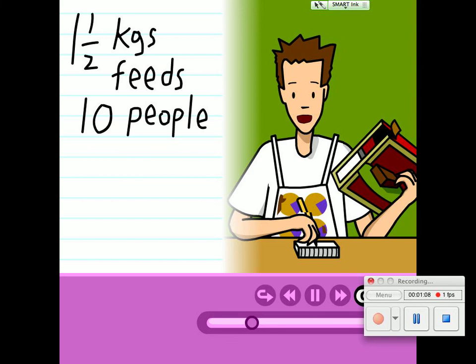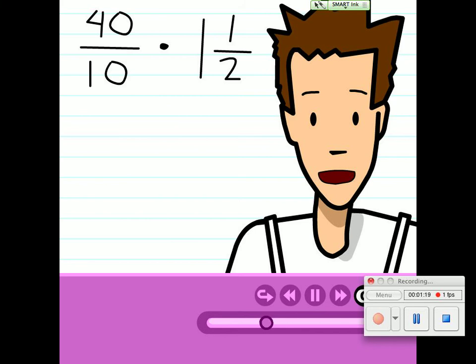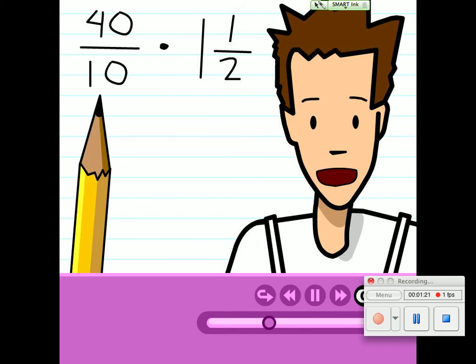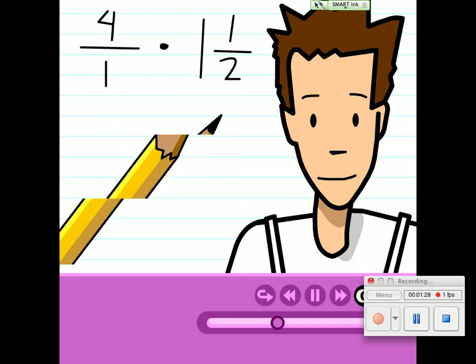Well, 1 1/2 kilograms of brownie mix will make enough brownies for 10 people. So how many kilos of that mix will we need for 40 people? 40 tenths times 1 1/2. We can reduce that first part to make it easier. 40 divided by 10 is the same as 4 over 1.